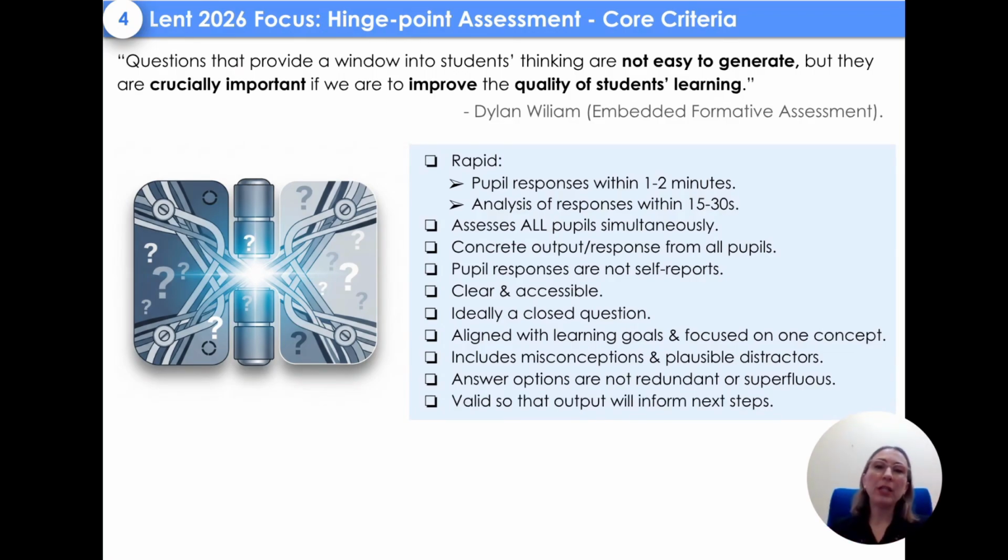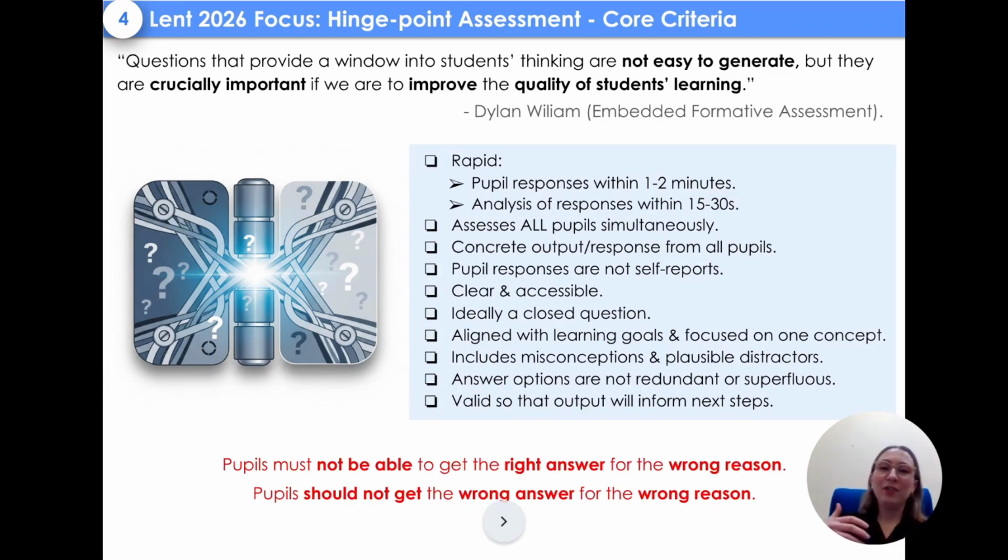And obviously you need to then decide on valid next steps that are going to shape learning in the correct way afterwards. So it's got to be a valid question. It's got to test what it's supposed to test. So a lot of what's been written in a lot of embedded formative assessment books, and what you'll see everywhere if you look for hinge point assessments, is that pupils should not be able to get the right answer for the wrong reason because the others are just not plausible.